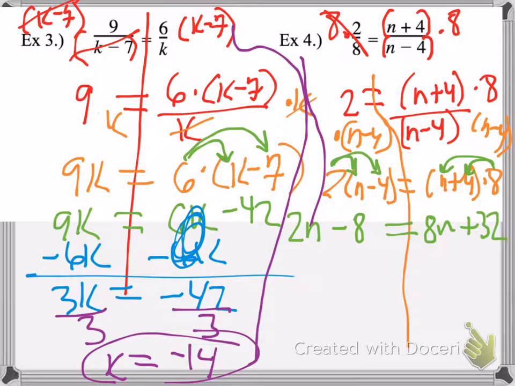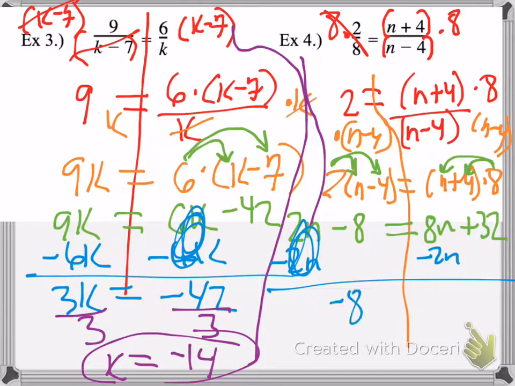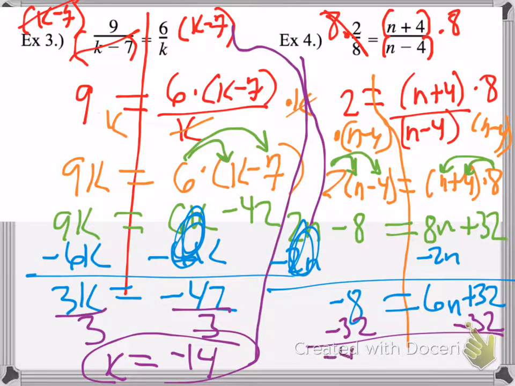Now I need to deal with the variables first. So minus 2n from this side, minus 2n from this side. So we get 0. Negative 8 equals 8n minus 2n, which is 6n plus 32. And now we can solve it normally. Whew, that's a lot of work. So minus 32, minus 32. We get minus 40 equals 6n.